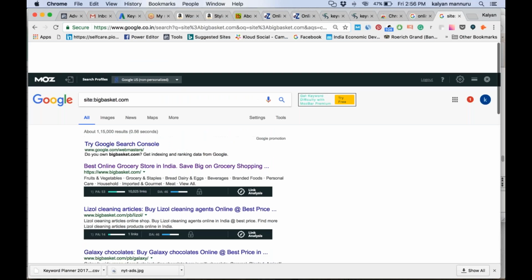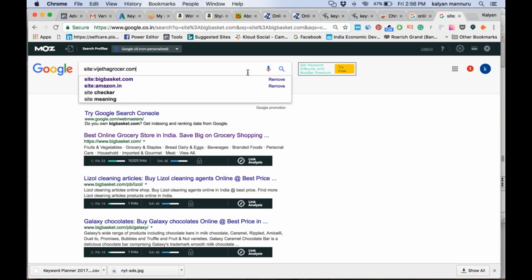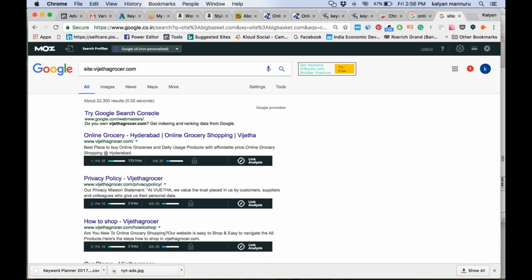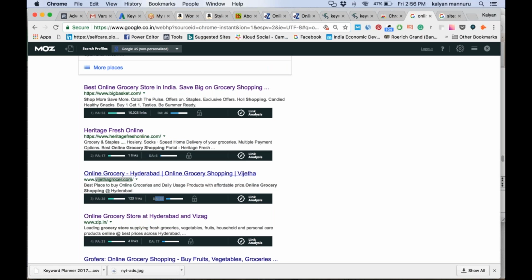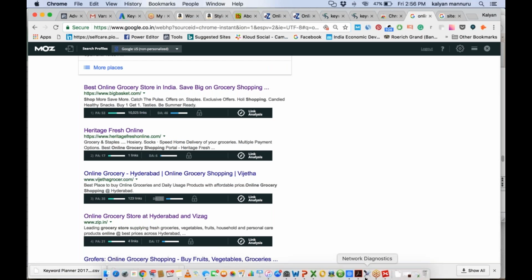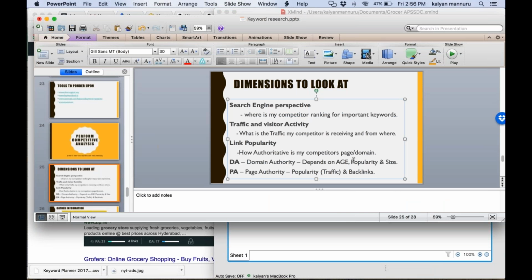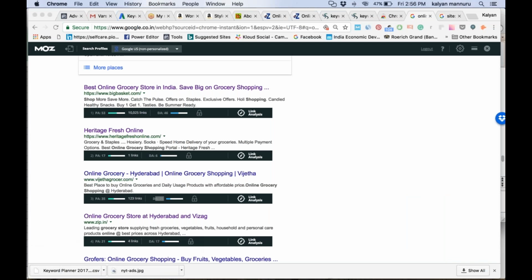Because one of the factors is that Vijeta Grocer has only 22,000 results, when compared to his competitor, who has 1,44,000 results, or 1 lakh odd results, what we just saw. Vijeta Grocer has less, that is why his domain authority is less. Also, his backlinks might be less compared to Big Basket, his age might be less, and his traffic might be less. That is why the domain authority score is less.